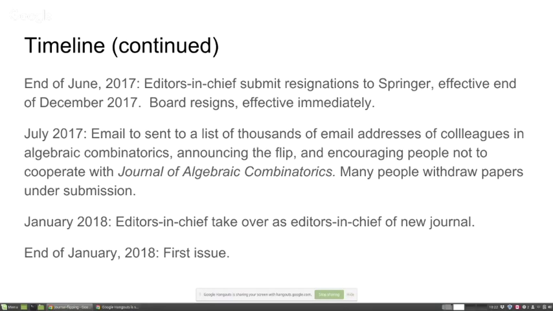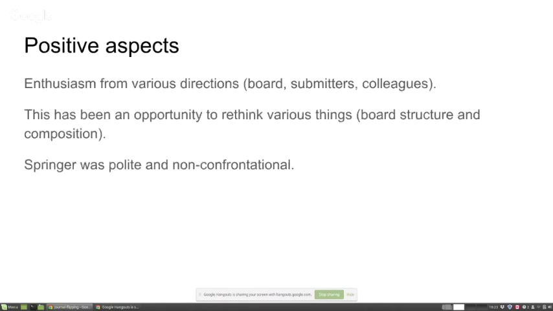In January of this year, the former editors-in-chief, who were no longer bound by contract, took over as editors-in-chief. And at the end of January, the first issue came out. And we've had, since then, 5 issues this year. We expect to be publishing an issue every 2 months in the future and in an ongoing way. So that's the story in a nutshell. There are some things to reflect on.